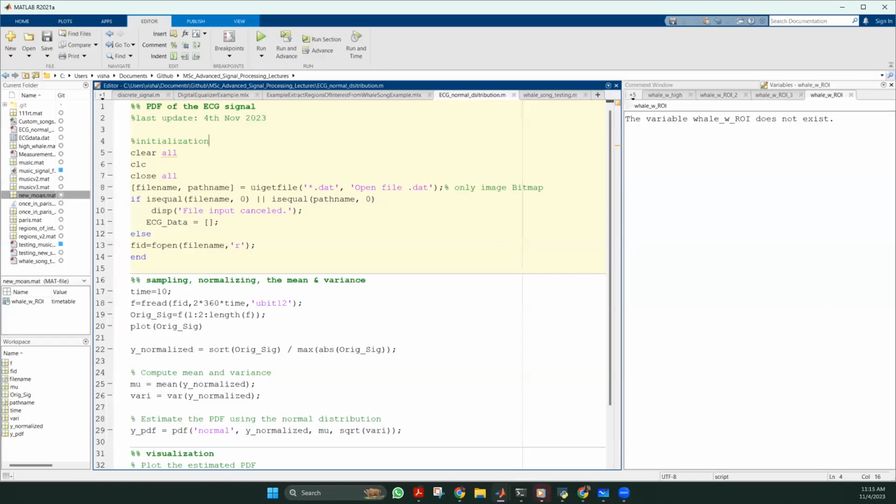So now what I'm doing in this code is that I'm trying to find the probability density function of this ECG signal.